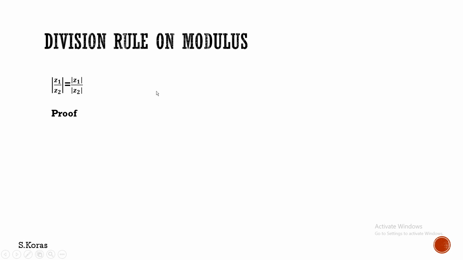How to prove it? Let us do a small technique. You know very well, z1 can be written as z1 by z2 into z2, because z2 and z2 will get cancelled. You will get z1 equal to z1. So we can write z1 in this format. Now let us take modulus on both sides.